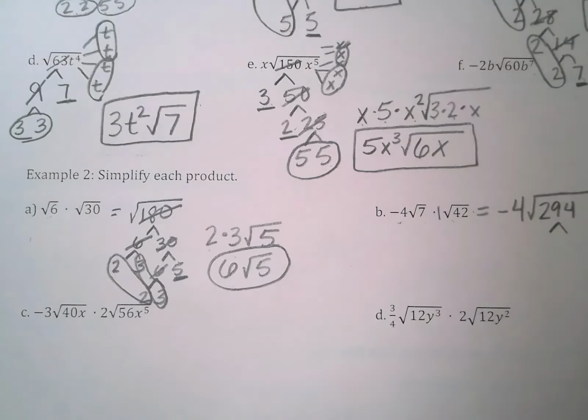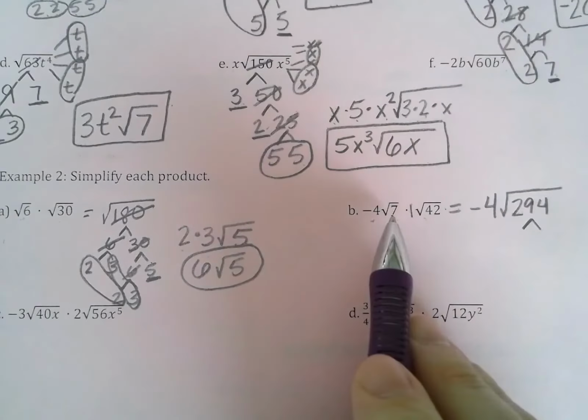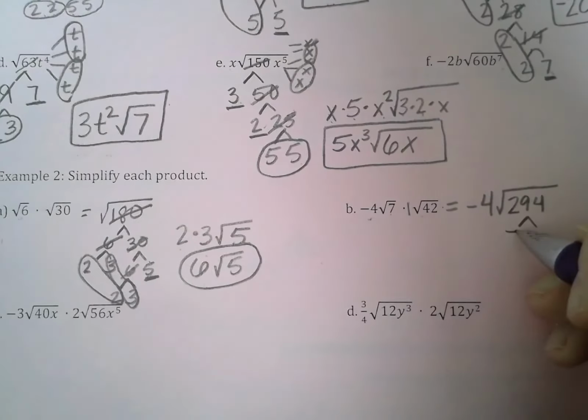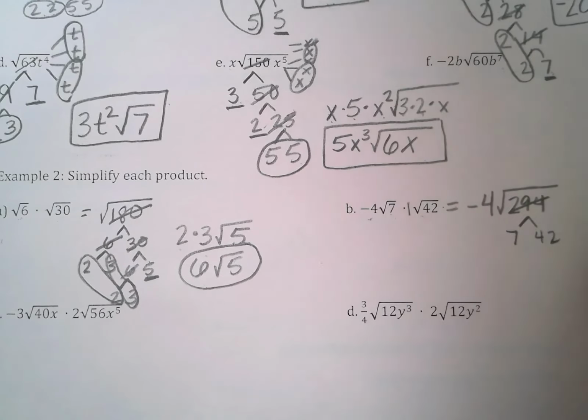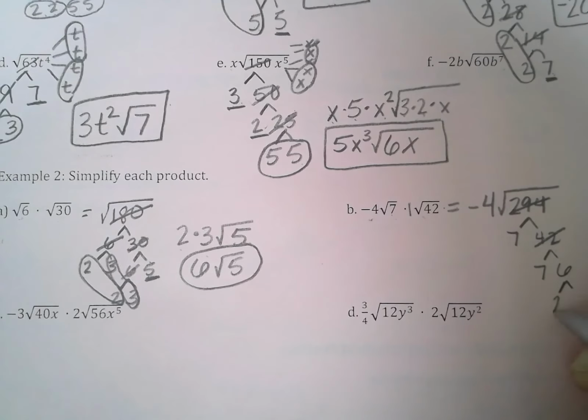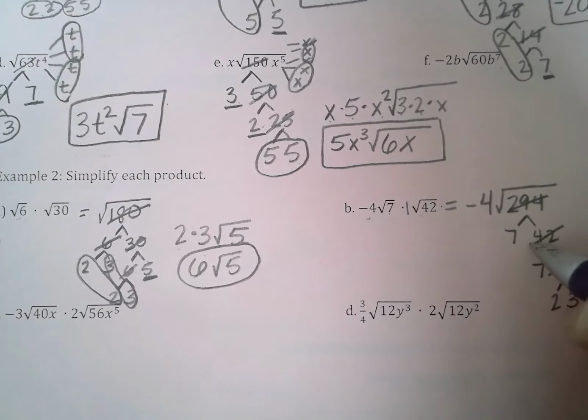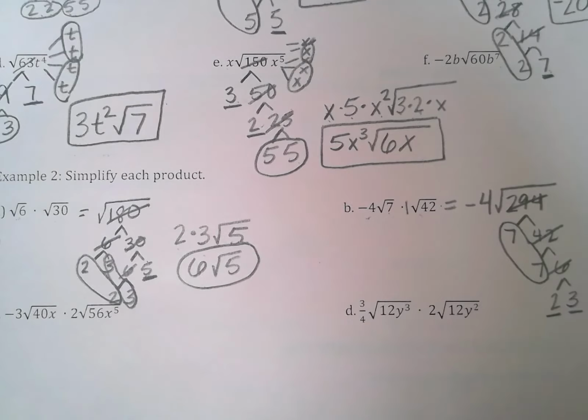Again, I have to break down this radical. I'm going to again use 7 and 42 because that's how I got 294. So 7 is a prime right away. 42 can break down into 7 and 6. And then 6 can be broken down into 2 and 3. So here I have a pair of 7s. I have a leftover 2 and a leftover 3.